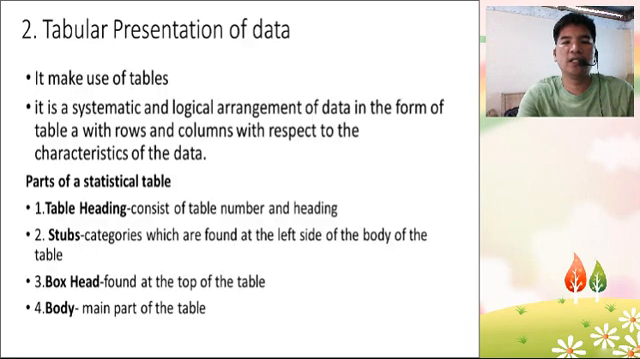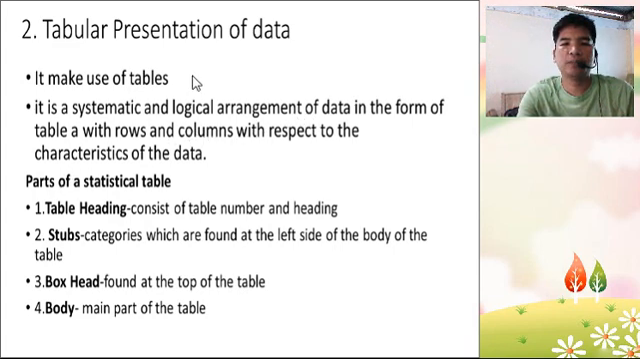The second one is tabular presentation of data. Here, you are going to make use of tables. It is a systematic and logical arrangement of data in the form of a table with rows and columns, with respect to the characteristics of data. Usually it is systematic and organized. There is a ranking of the results of the collection of data, and it is also a logical arrangement, so they are arranged properly.